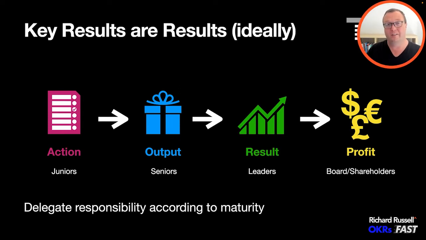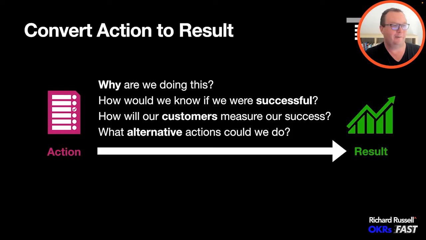Now, profit is the kind of thing that boards and shareholders are interested in. Clearly, CFOs and CEOs are interested in this as well. So lots of people are very interested. But you can't delegate the task of getting profit or getting revenue to people without really talking about the result that's going to deliver that. And that's the part that you need to delegate, that result. So what do I mean by this? Let's get into this in a bit more detail.